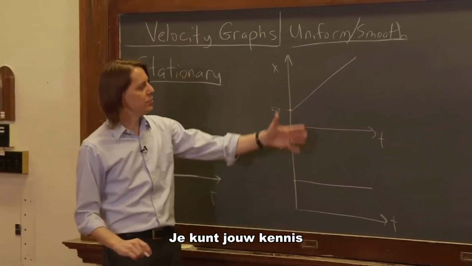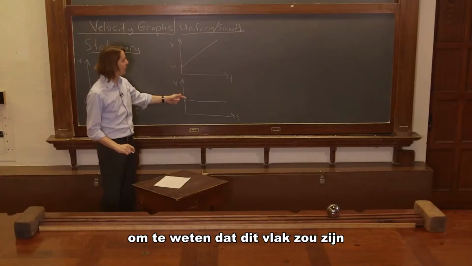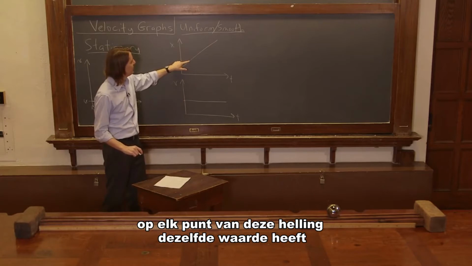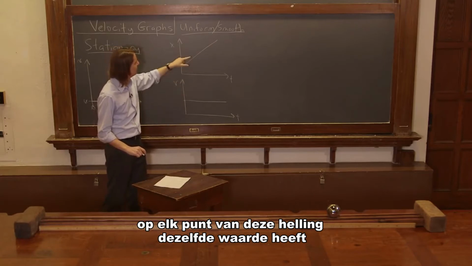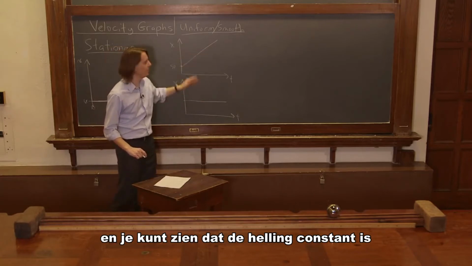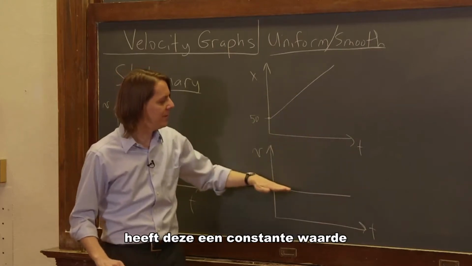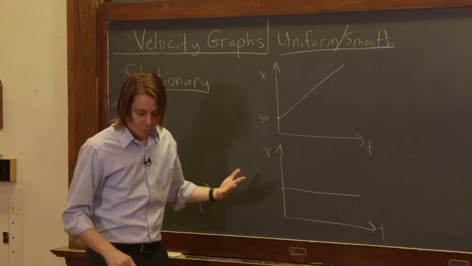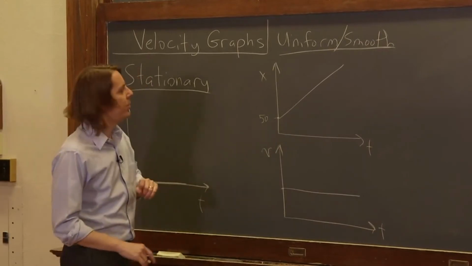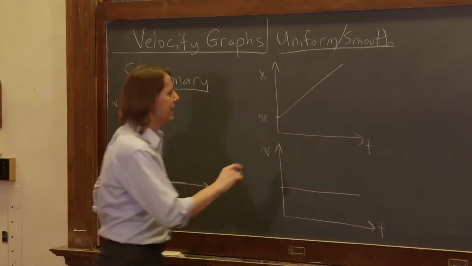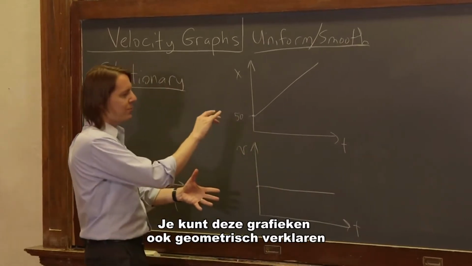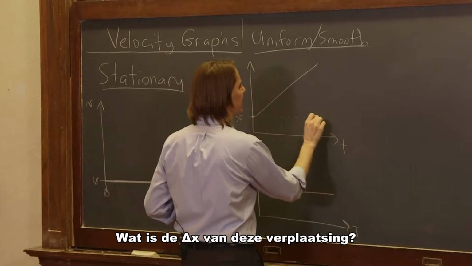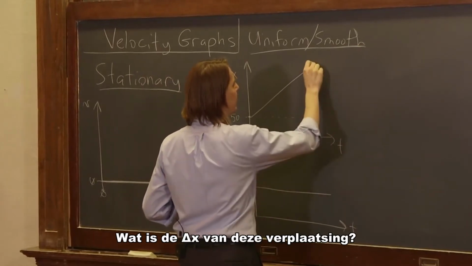You can also use your knowledge of these graphs to know this would be flat, because the slope of this position time graph, at any point, this slope has to be this value. And you can see the slope is constant. Right? So since this one has a constant slope, this one has a constant value. So that's pretty much all you need. But there is one other interesting thing here, and that is you can also interpret these graphs geometrically. So you can say, what is delta x of this trip?